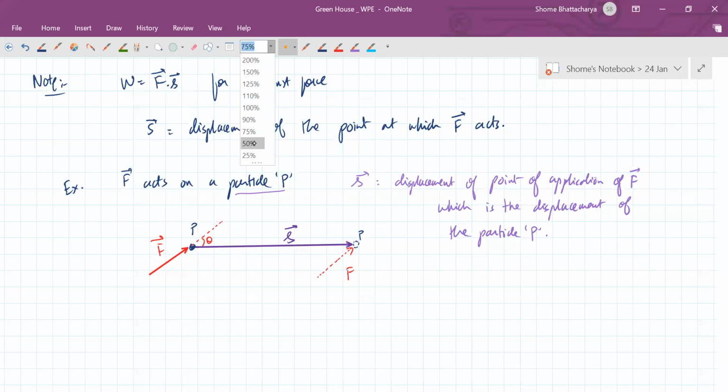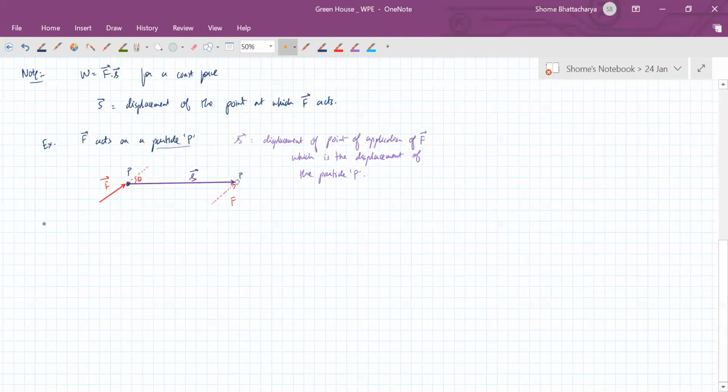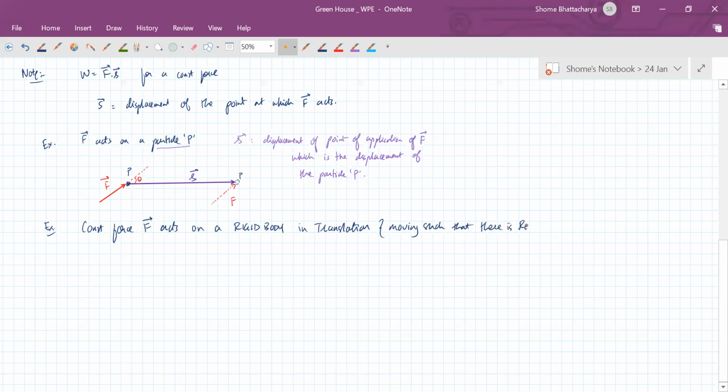Now, another situation is where a constant force F acts on a rigid body in translational motion, or in translation. Translation means that it moves such that there is no rotation of the rigid body involved. No rotation.